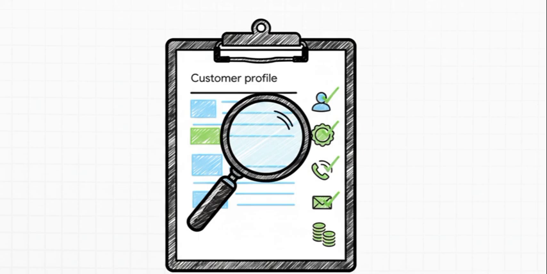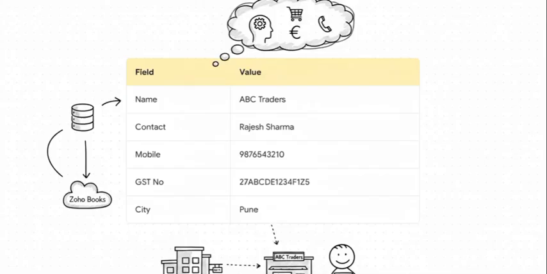Finally, Step 5. Do a quick sanity check on their name, GST, contact info, and opening balance. Check out this real-world example. See how ABC Trader's details are perfectly mapped out for total compliance?